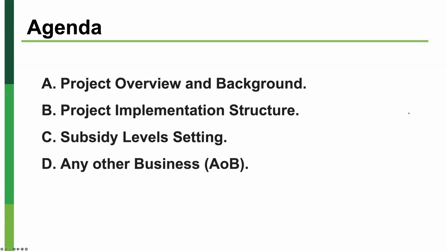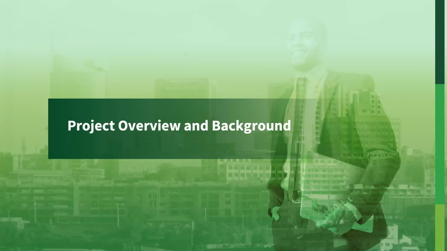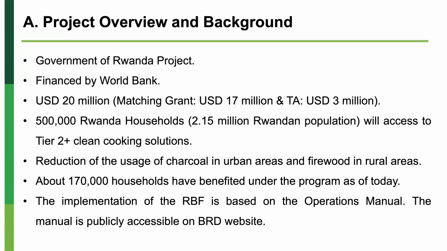So I will be presenting 4 points. Point A, the project overview and background, project implementation structure, subsidy level settings, and any other businesses. Next. So as I said earlier, this is a government of Rwanda project financed by World Bank. The total financing is $20 million, where 17 million is for the matching grant, basically the subsidy to address the cost affordability of different clean cooking technology solutions, and 3 million for the technical assistance.